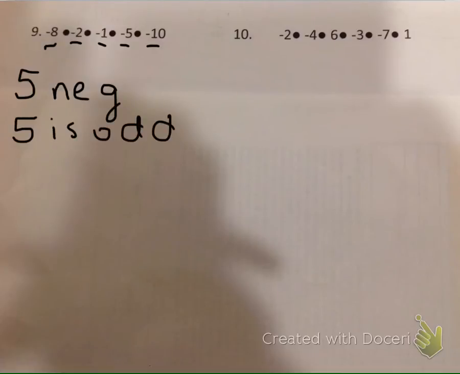Okay, let's see number 9. I have 1, 2, 3, 4, 5 negatives. So if I have 5 negatives, 5 is odd, so my answer is negative. Okay, now we could just go through and do the multiplication. We don't have to worry about if I have a positive or a negative number. I know my answer is going to be negative.